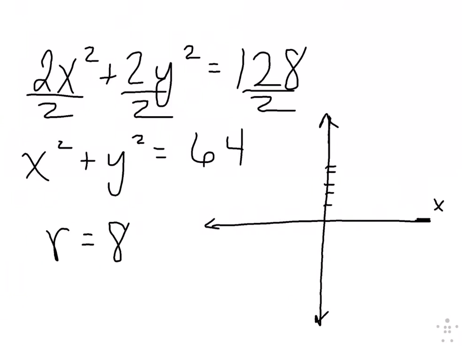1, 2, 3, 4, 5, 6, 7, 8. In each direction, 1, 2, 3, 4, 5, 6, 7, 8.